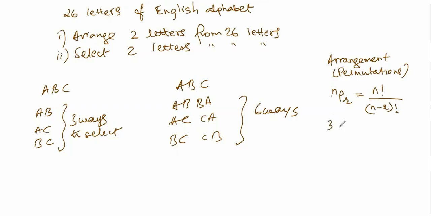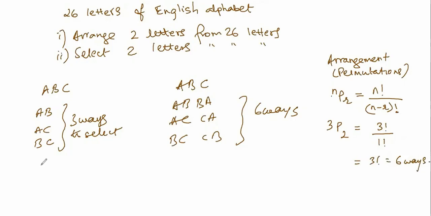So if there were 3 letters and you had to arrange 2 letters, 3P2. So you have 3 factorial upon (3 minus 2), n minus r, that is 1 factorial. And that is 3 factorial itself, which is 6 ways. 3 into 2 into 1.